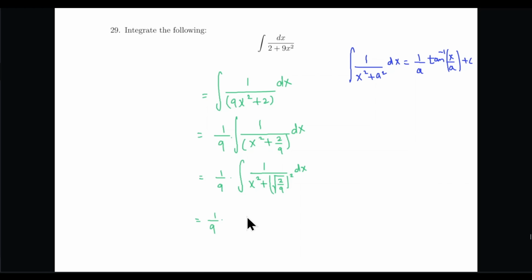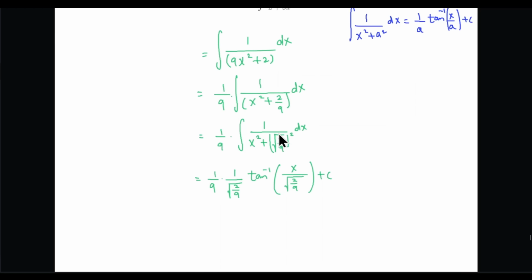So clearly, just be careful. There are too many moving pieces here. So 1 over a, and a is this one. A is the square root of 2 over 9. Tan inverse x over a is root of 2 over 9 plus c. That's what we are looking at.